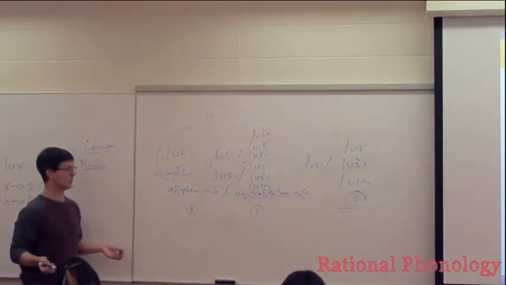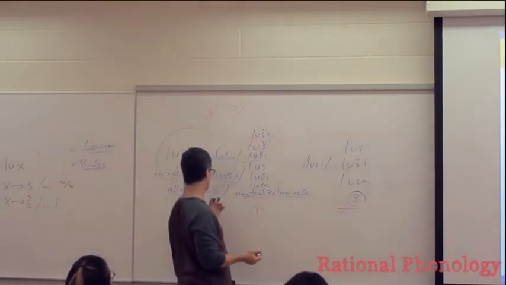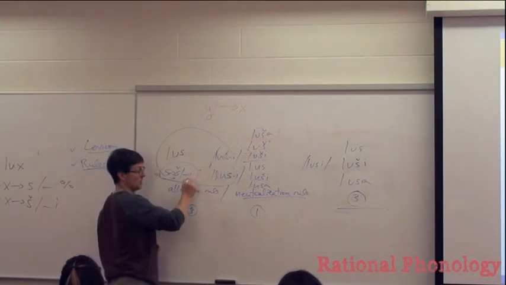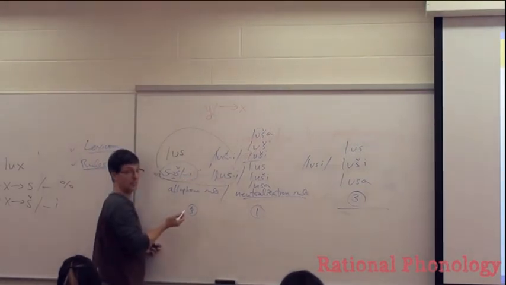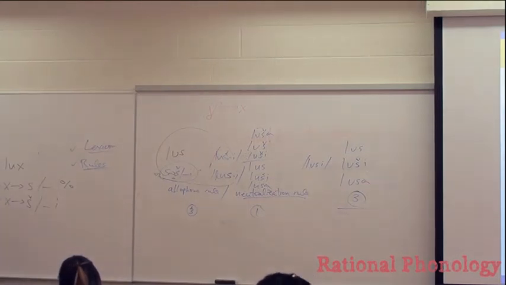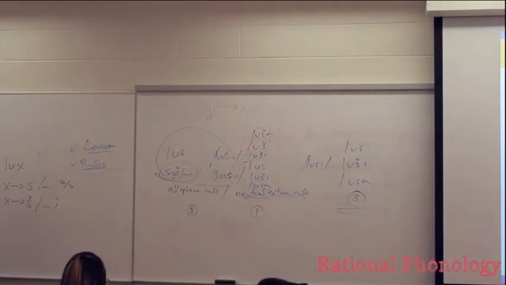So where does the difference reside between a neutralization rule and an allophone rule? Can you tell by looking at the rule? No, because this is the same rule for both languages. So what's the difference between an allophone rule and a neutralization rule? Where does it reside? A lexicon. Exactly. It's a fact about the lexicon that the language has.